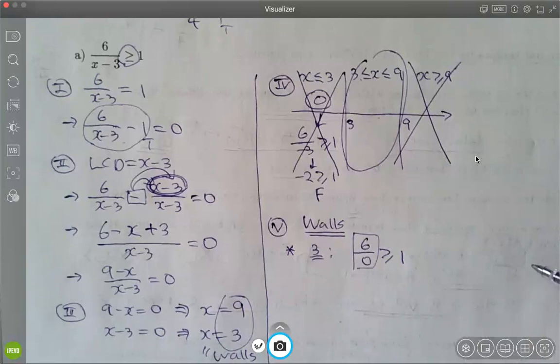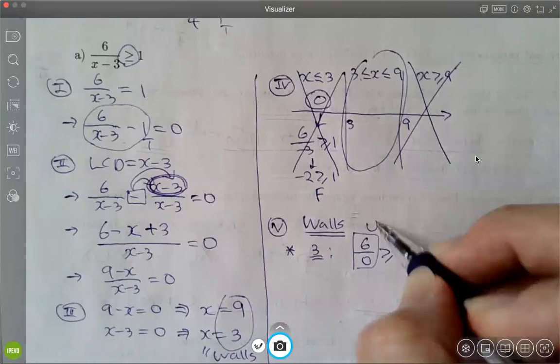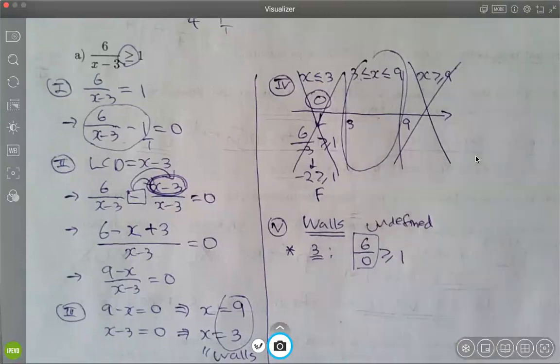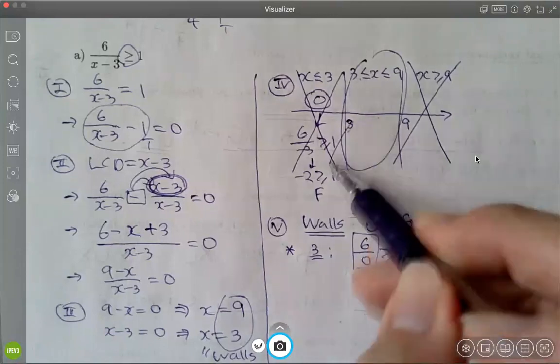Remember, you cannot have 0 at the bottom of the fraction. So it's undefined. Now, undefined is greater than or equal to 1. Is that true or false? That's very false, right? So 3 is out.